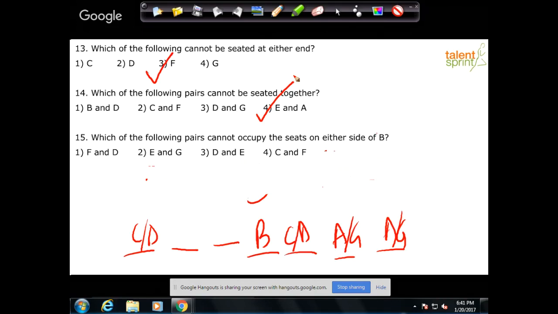Anurag says 2, E and G. Anil says 2. Satya says 2. Akanksha says 2. Yes, all of you are correct. The answer is E and G.